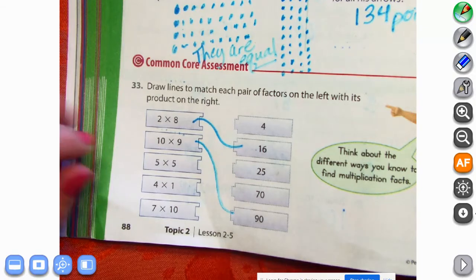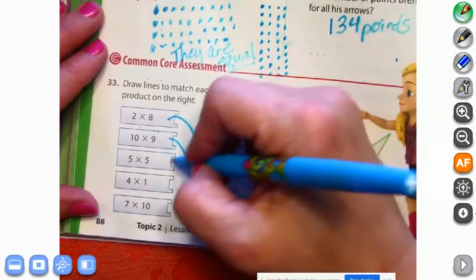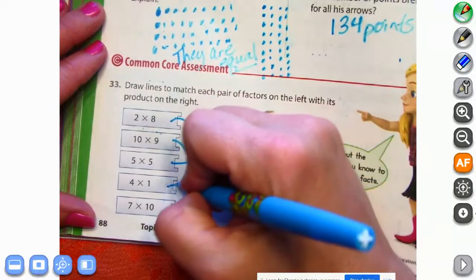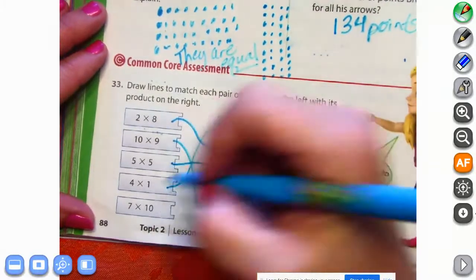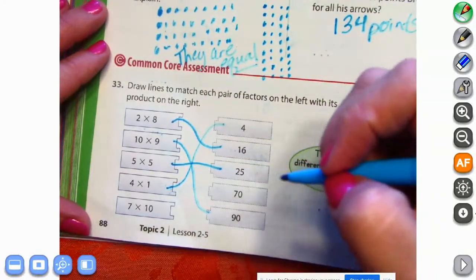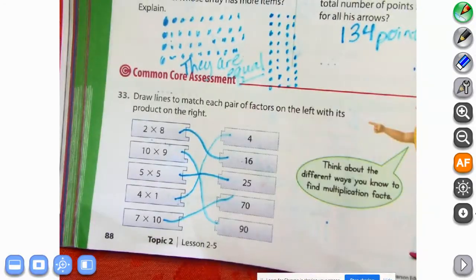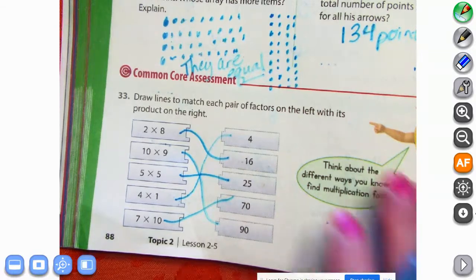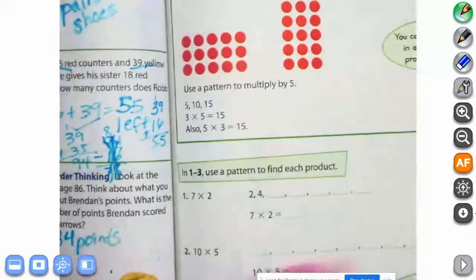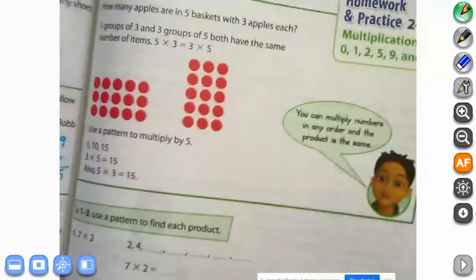Okay, so let's go over them now. 5 groups of 5 equals 25. 4 groups of 1 is 4. 7 groups of 10 is 70. And we leave them, and then, yeah, the 90 goes up there. Okay, looks good. All right, if you're not finished, go ahead and pause, get that finished. And then we're going to look at the homework page.